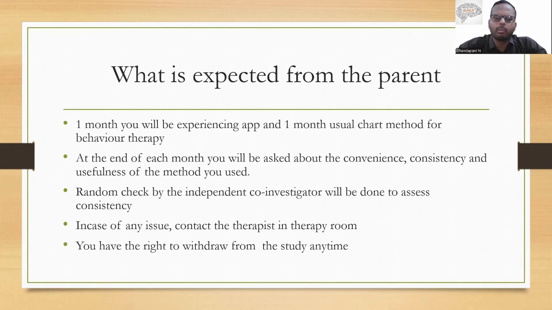What is expected from the parent? For 1 month you will be experiencing the app and in the second month you will be asked to do the chart method for behavior therapy. For some parents, they will start with the chart method for 1 month, and in the second month they will be using the app. At the end of each month, you will be asked about the convenience, consistency and usefulness of the method you used. Random checks by an independent co-investigator will be done to assess the consistency. In case of any issue, contact the therapist in the therapy room. You have the right to withdraw from the study anytime.